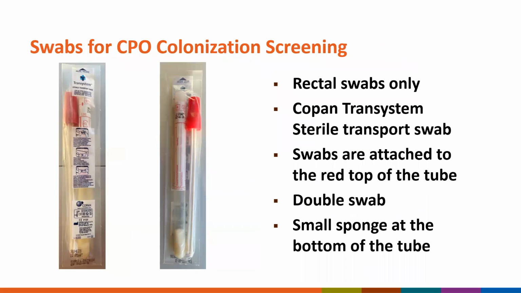So looking at the swabs for CPO colonization screening, these are rectal swabs only, and they are only made by Copan, and it is only the Copan Transsystem sterile transport swabs. These swabs are attached to the red top of the tube, and it is a double swab with a small sponge at the bottom. The test that we use for CPO colonization screening is the Cepheid GeneXpert, which is an FDA-approved test. So we cannot accept any other swabs other than this one in order for us to give you results. So you have to use these swabs. Next slide, please.